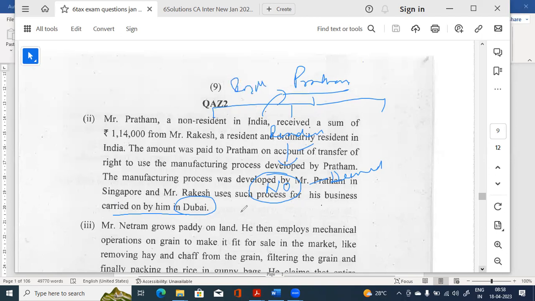Now, what did Rakesh use it for? He used it for his business in Dubai. So it's not used in India. When it is not used in India, this amount that is paid to Pratham does not take the character of deemed to accrue or arise in India. That is the logic here. So if you know table 1 properly, understand and do it, you can do it easily. Because you have to remember the table, otherwise you cannot do it. The table should be clear in your head.